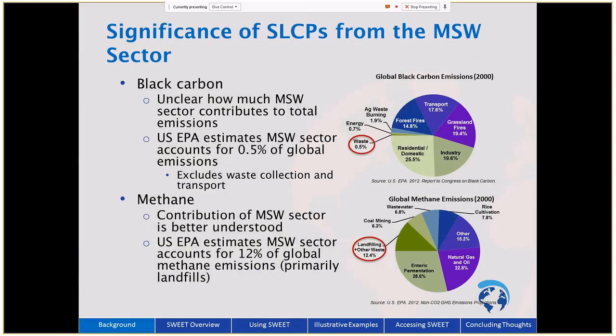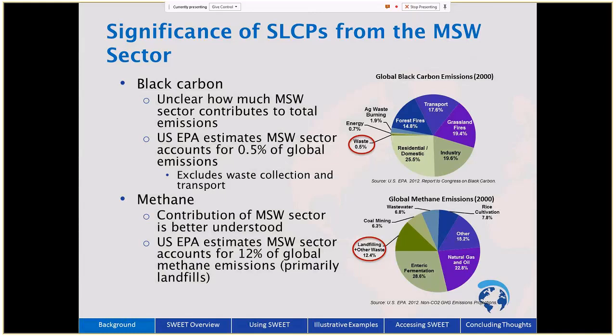It's important to think about the significance of methane and black carbon emissions from the waste sector in the broader scheme. When we look at black carbon, it's very unclear how much the waste sector contributes to total emissions. This is primarily because there are very few studies that look comprehensively at emissions of black carbon from the waste sector.